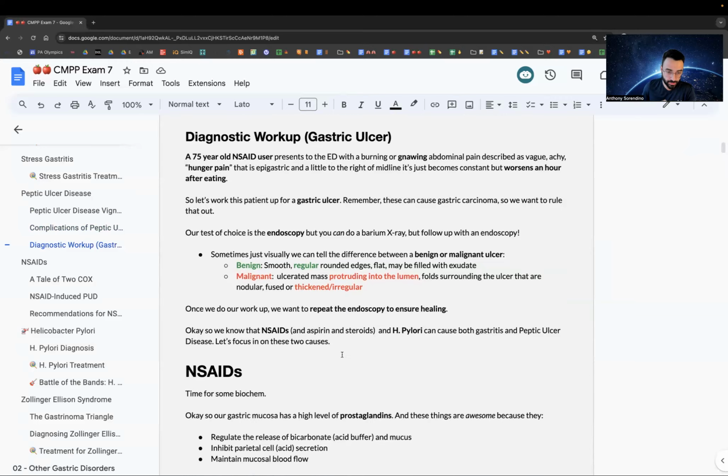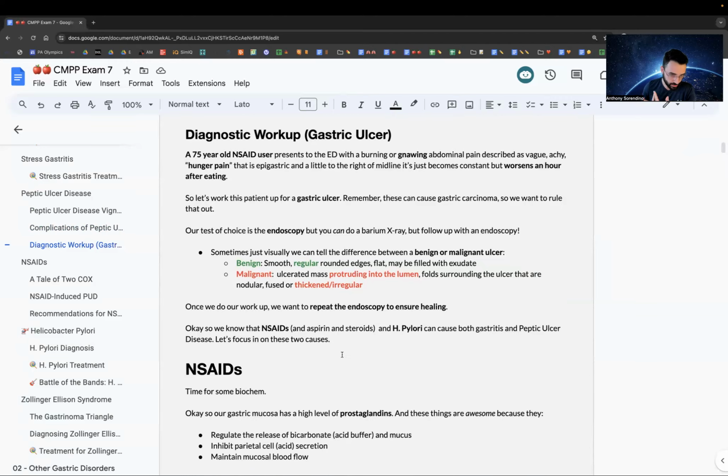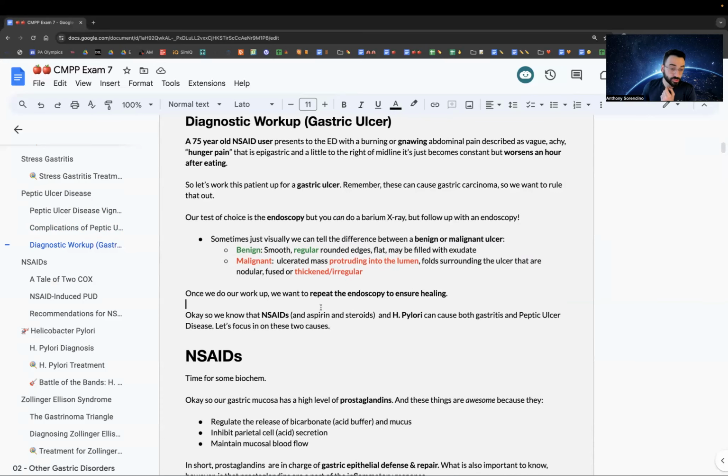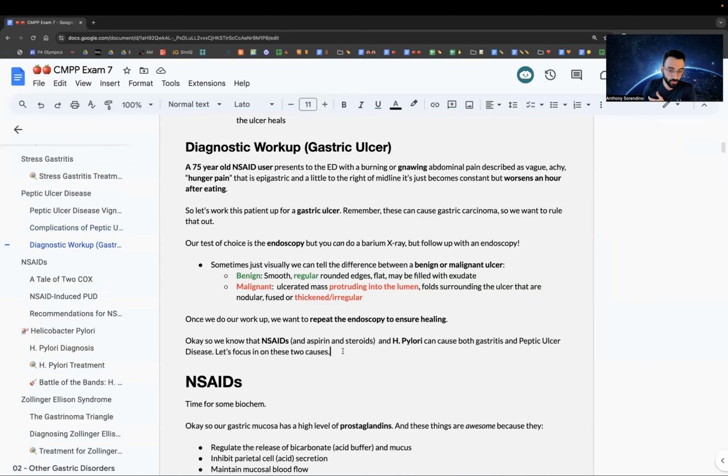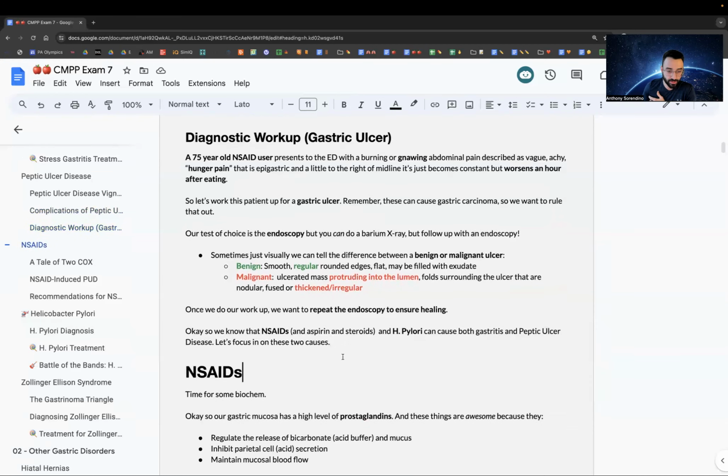What we see on endoscopy, if it's benign, it's going to be smooth and regular with rounded edges. It's going to be flat. Malignant, thickened or irregular. As soon as you see the word irregular, you should think malignant. All right. It's going to be an ulcerated mass that protrudes into the lumen. Once we're done our workup, we actually want to repeat the endoscopy to ensure healing. So after we do treatment or whatever, we want to do that again to make sure that it's healing.